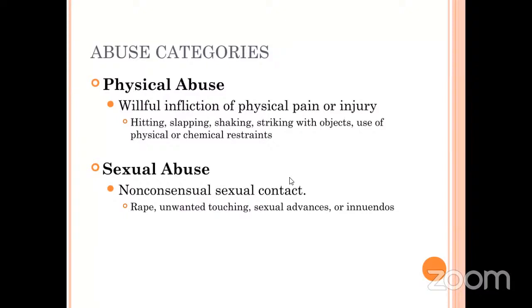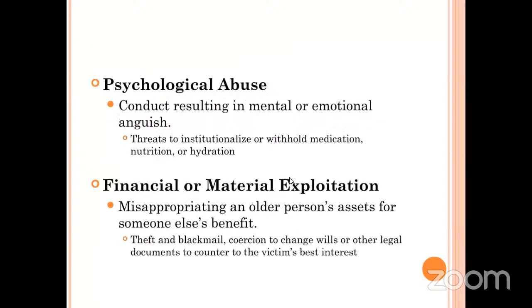There's also sexual abuse. There's psychological abuse, also called emotional abuse. So it's saying hurtful words, yelling, threatening, ignoring the older adult. It could be withholding their medications, nutrition or hydration, threatening to institutionalize them, or keeping them from seeing their friends or loved ones or other family members.